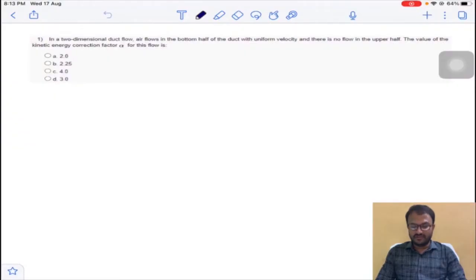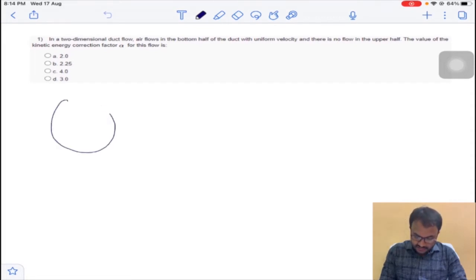Today I am going to solve the third assignment of fluid mechanics. First question. In a two-dimensional duct flow, air flows in the bottom half of the duct with uniform velocity and there is no flow in the upper half. The value of kinetic energy correction factor alpha for this flow is, so if it is a pipe, the flow will be only on bottom half.